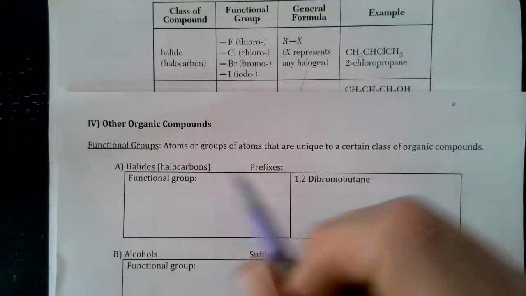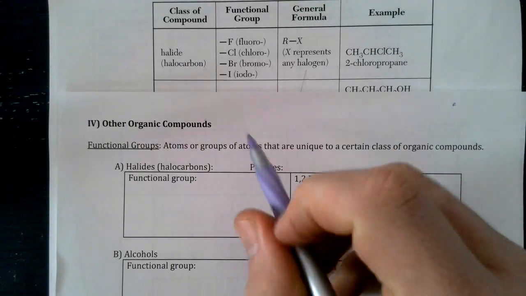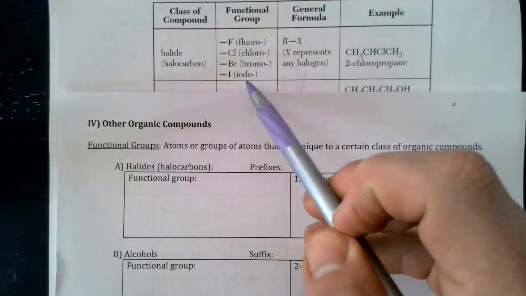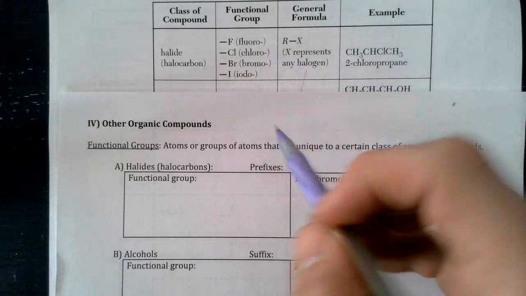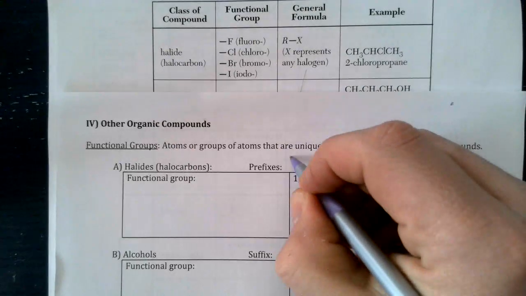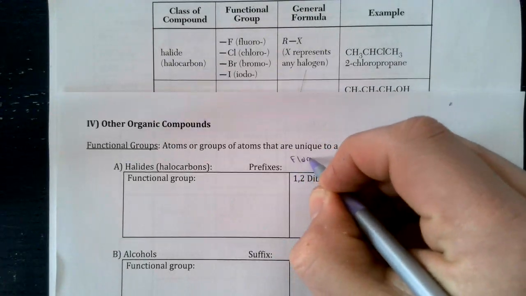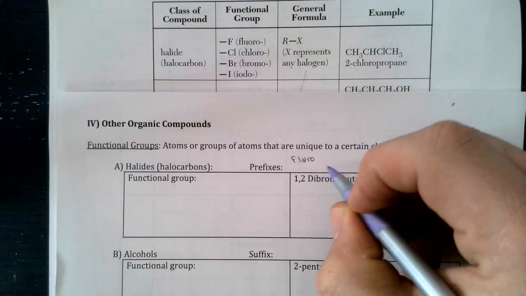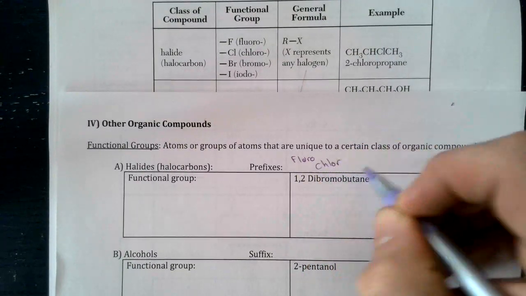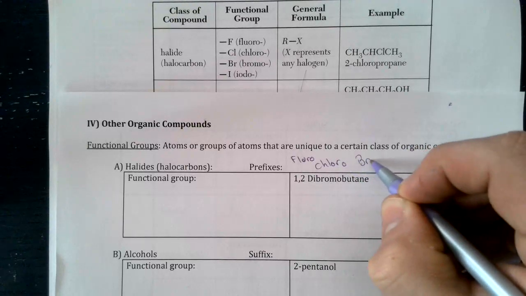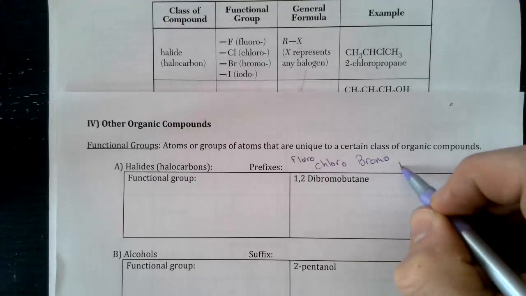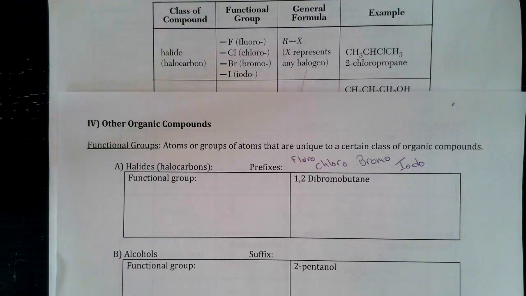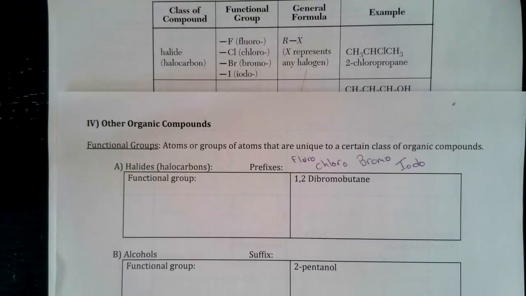So for the halides, there are prefixes, and the prefixes are listed right here in the table. If it's an F that's bonded, it's going to have a fluoro name before it. If it's a chlorine, it's going to have a chloro. If it's a bromine, it's going to have a bromo. If it's an iodine, it's going to have an iodo. And that just gets put as the prefix at the beginning of the carbon chain that you're going to name.